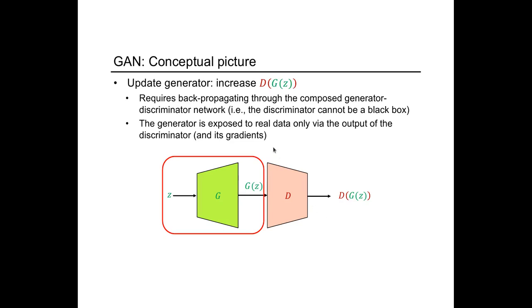When we update the generator, we increase D(G(z)). We just increase D(G(z)), and nothing is done to the discriminator. It requires backpropagation through the composed generator-discriminator network. The discriminator cannot be a black box now. The generator is exposed to the real data only via the output of the discriminator and its gradient. So the generator only gets the random seed directly, and it gets the real data only through the output of the discriminator because of backpropagation.